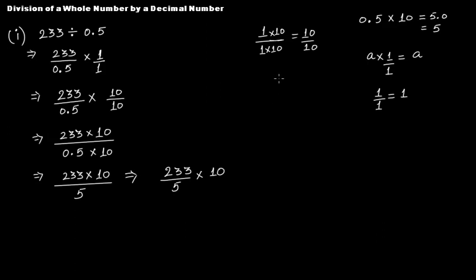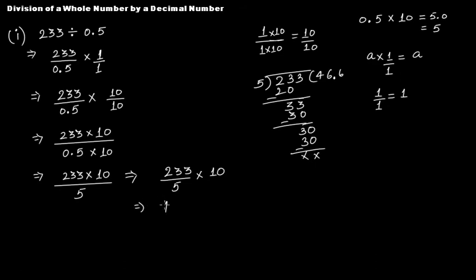Now if you divide 233 by 5, 5 times 4 is 20, this is 3, and 5 times 6 is 30, subtract, you get 3, and if you put 0 here with a decimal point, you get 46.6 multiplied with 10, right? And this will become 466. Why? Because you have a decimal point here, and when you multiply any decimal number with 10, you'll have to move the decimal point towards the right by one digit. So this will come after 6. So this is the answer.